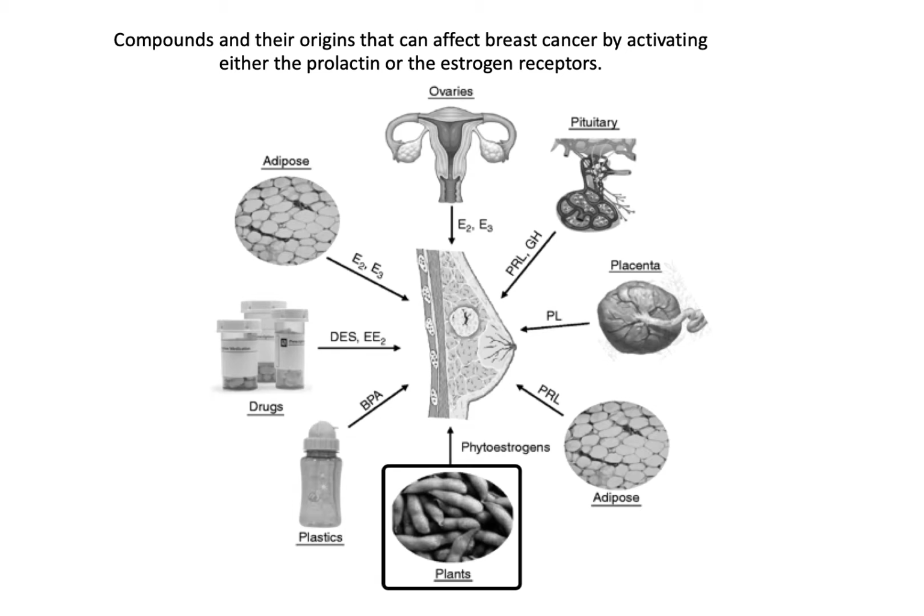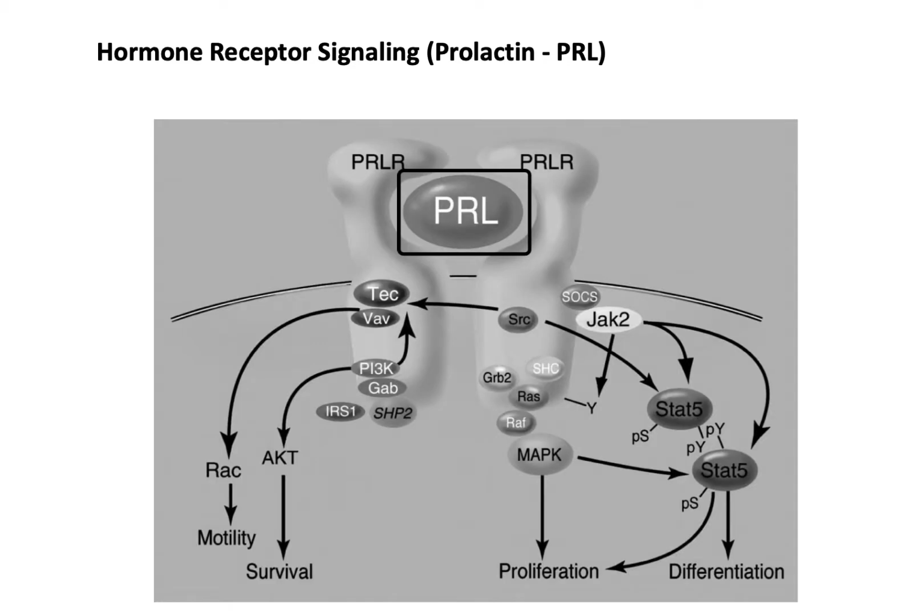And then there are things that plants produce that are called phytoestrogens. They're not really estrogens, but they simulate estrogens in the estrogen receptors, so those can also affect this. So some of the effects of prolactin also.